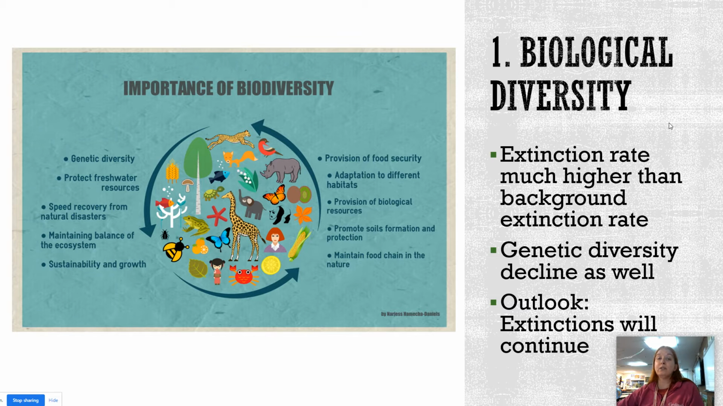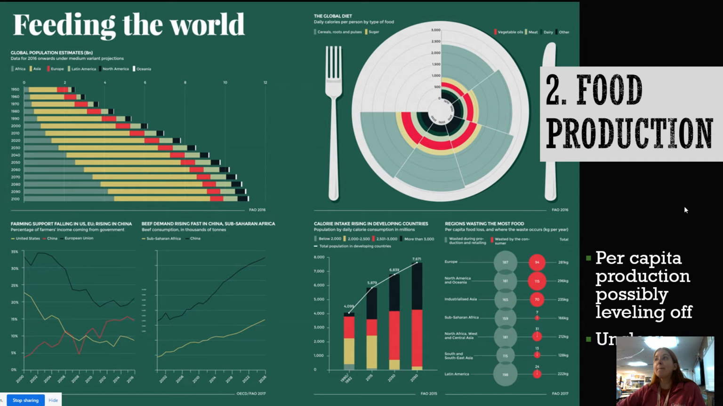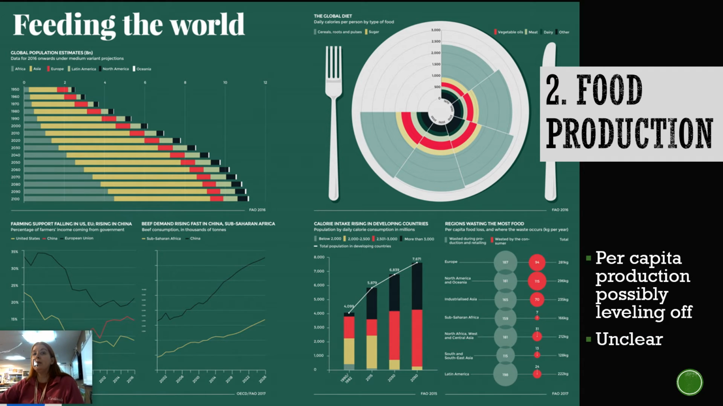So our extinction rate right now is much higher than the background extinction rate. We're like 1,000 times higher, much higher. And genetic diversity is declining as well. So the outlook is extinctions will continue. Many scientists claim there have been 5 mass extinctions over the history of life on Earth as we know it. We are currently in the 6th mass extinction, and this one is 100% caused by human activity, not something neat like an asteroid.